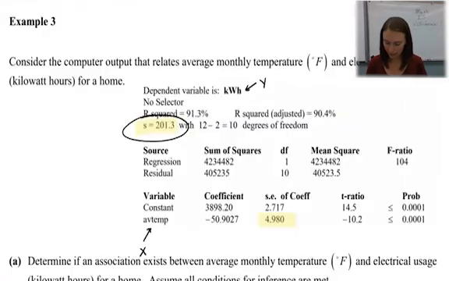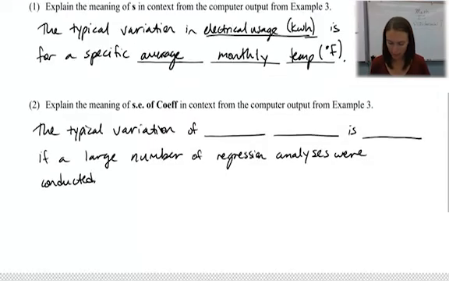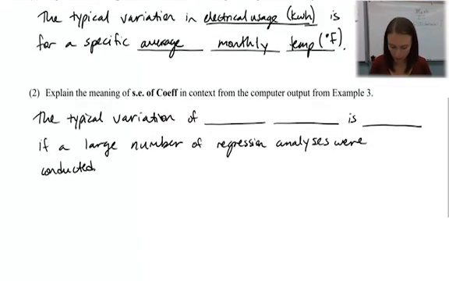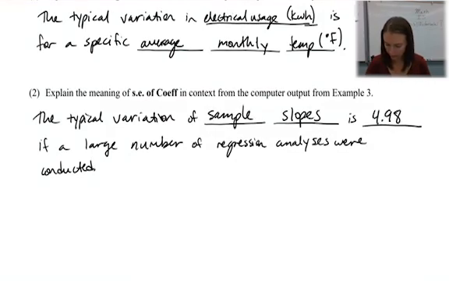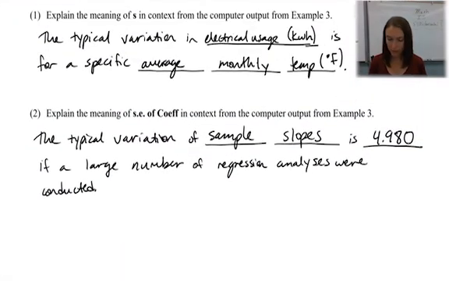The SE of B1 is down here, 4.980. In context, that means a typical variation of sample slopes is 4.980 if a large number of regression analyses were conducted. So if multiple samples were taken, then the typical variation of the slopes would be 4.980. Be careful, try not to get those two things mixed up. And if you're in my class, go back and do example 3. And that is it for today's lesson.